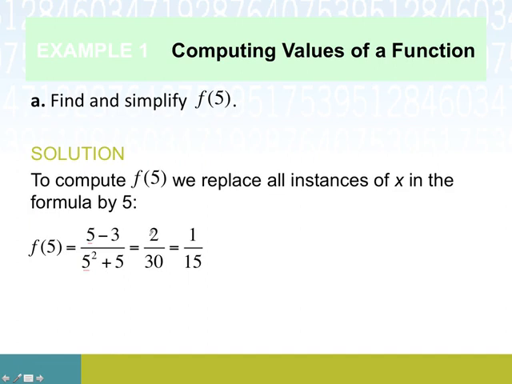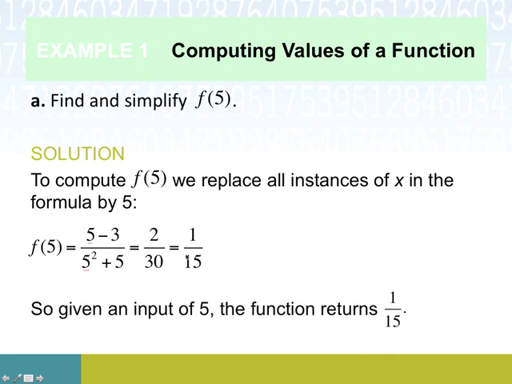5 minus 3 is 2 in the numerator. 5 squared is 25, plus another 5 is 30, so great. f of 5 must be 1/15. Given an input of 5, the output is 1/15. So part A is accomplished.